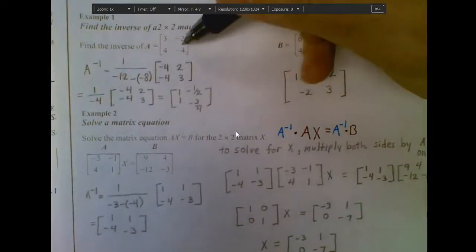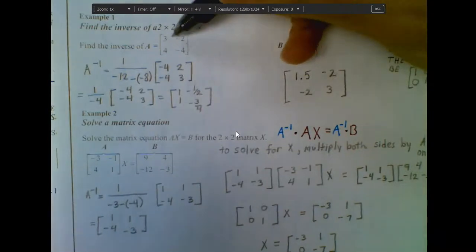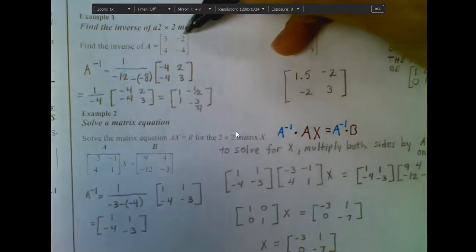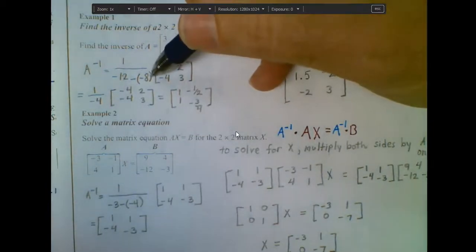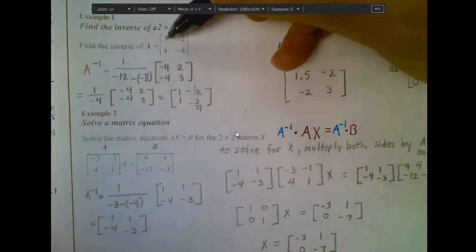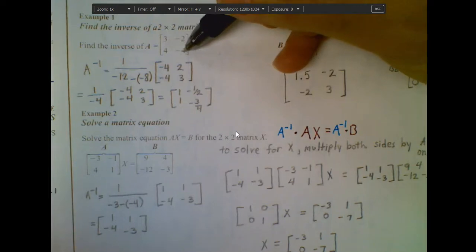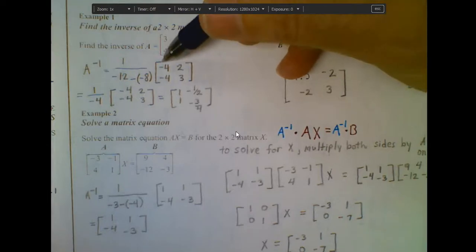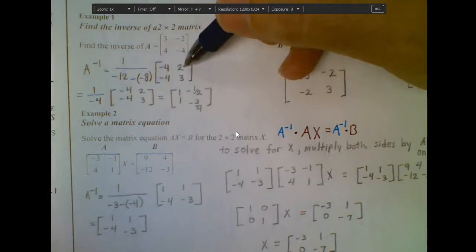So if I wanted the inverse of this matrix, again, I'm going to take the determinant, which would be -12 minus -8, and I'm going to put that on the bottom of my fraction. So I have 1 over the determinant times my altered matrix. And so that's where these two guys trade places and these two guys change signs. So that's what you're seeing in this look right here.